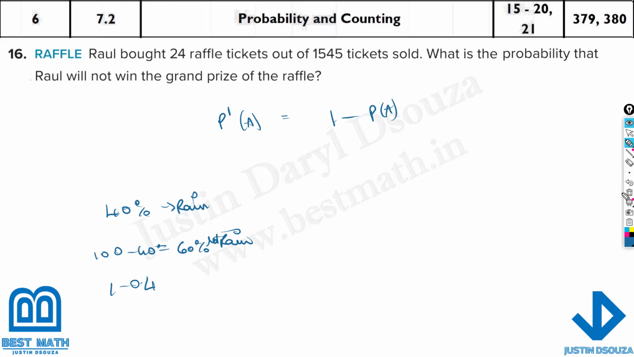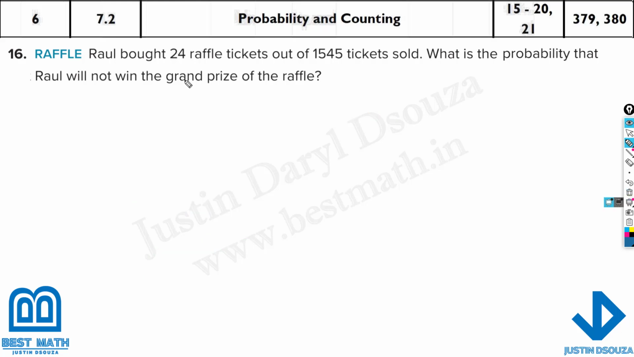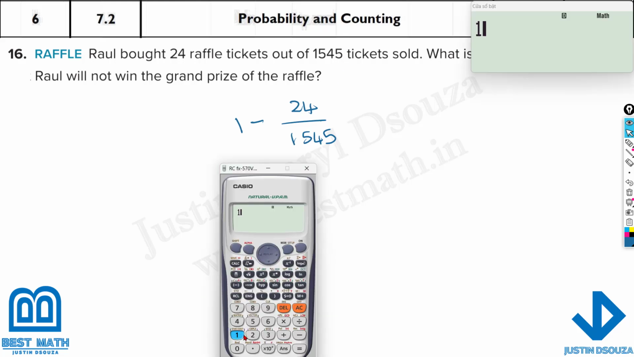Yeah, that's it. So let's do that now here. The probability that he is going to win, because he has 24 tickets out of 1545, is this. But not winning will be just 1 minus that. As simple as that. Let's take our calculators and solve. Over here we type 1 minus 24 divided by 1545. The answer is 0.98.